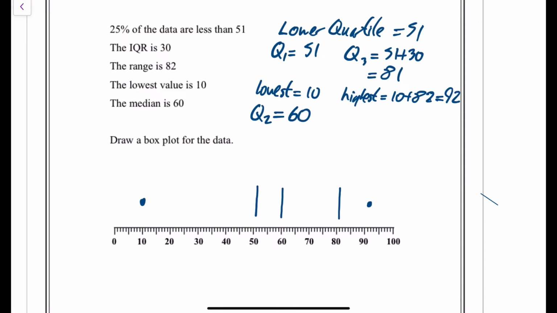Then we are good to go. Just link those up: two lines from your upper value to your upper quartile, and from your lower value to your lower quartile. Then link up your wee boxes as well. I have used the ruler this time. And there we have it. That is it. Done.